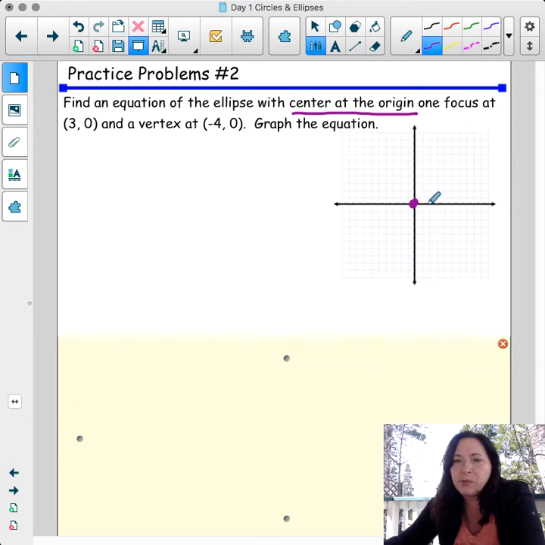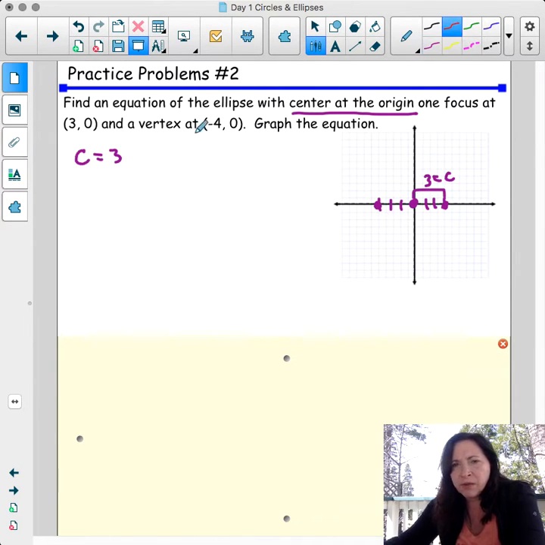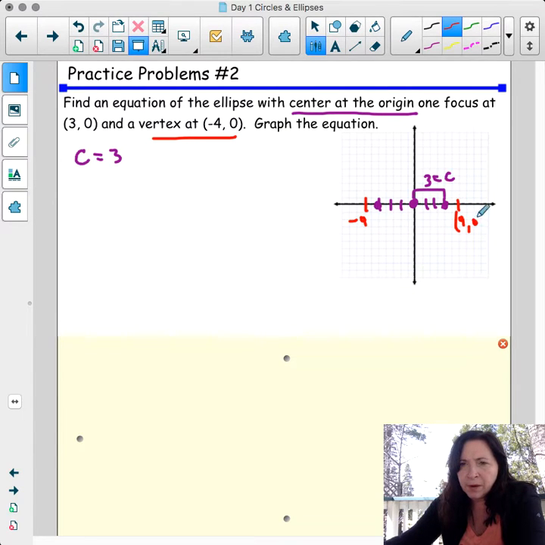So that tells me this. If my one focus point is at 3, 0, that's C. That's my C value. Then I remember it just sort of mirrors it on the left. So this distance from here to here is 3, and that's my C value, okay? So I know that C is equal to 3. It also says that one of my vertices is at negative 4, 0. So that means that if I go over 1, negative 4, 0, right? And that means over here will also be 4, 0. All right. And that tells me that my A value is equal to 4.